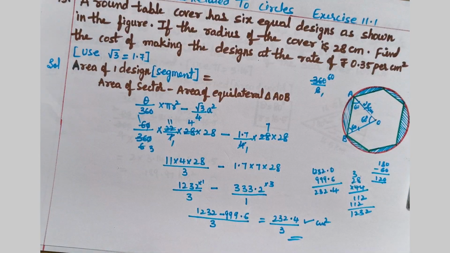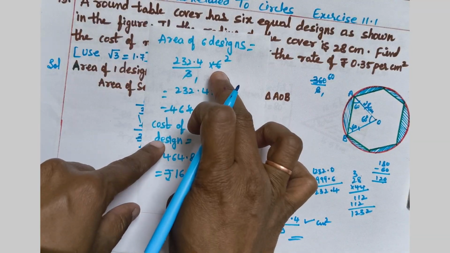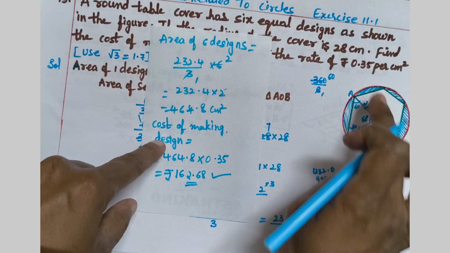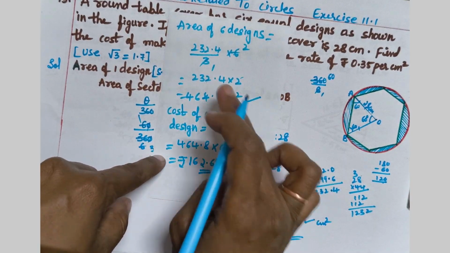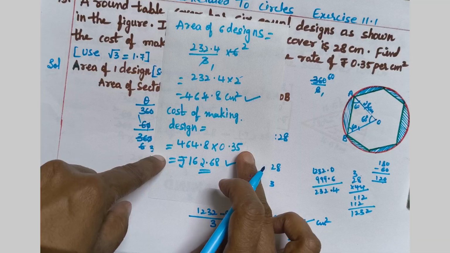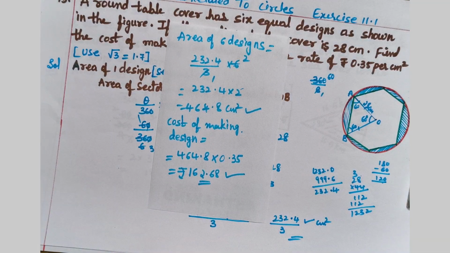So once again I will repeat. See, first we will find one design area. One design area you will get like this: 232.4 by 3 centimeter square. Next, this answer into 6 we did means we will get this full 6 designs area. This 6 designs area you will get this answer. This answer into 0.35. This multiplied means you will get amount of 162 rupees 68 paisa is the answer.